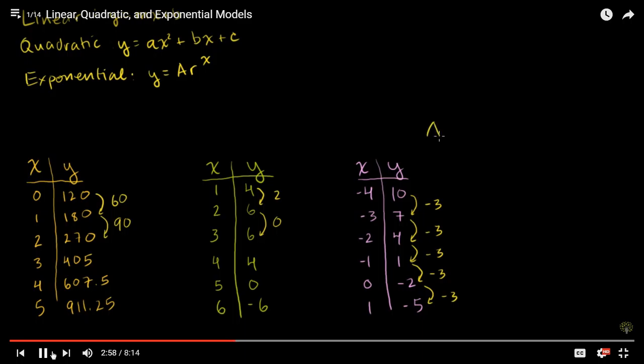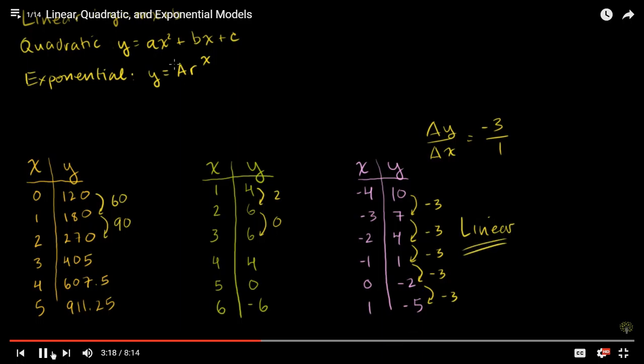We could say our change in y over change in x is equal to, when x goes up by 1, y goes down by 3. This is the definition of slope. This is the m in this equation right here. Our changes are constant. So this one right here is linear. This one right here is linear.